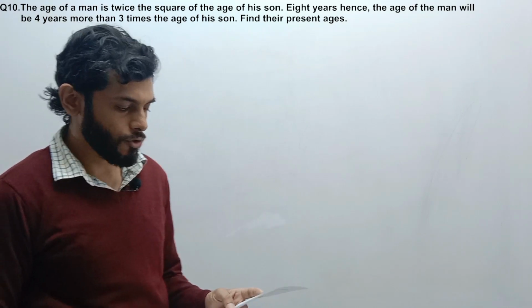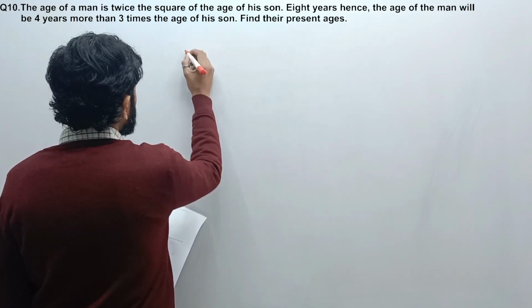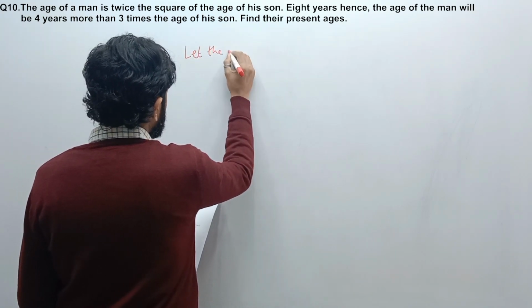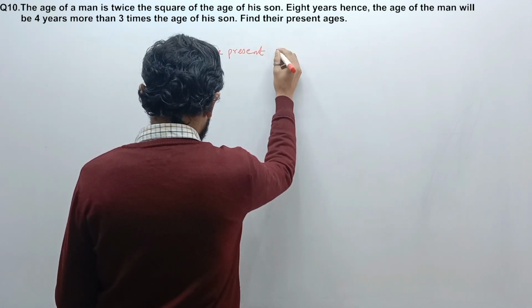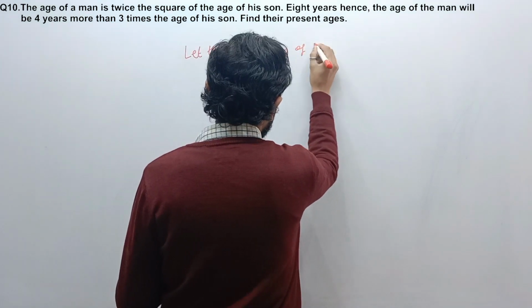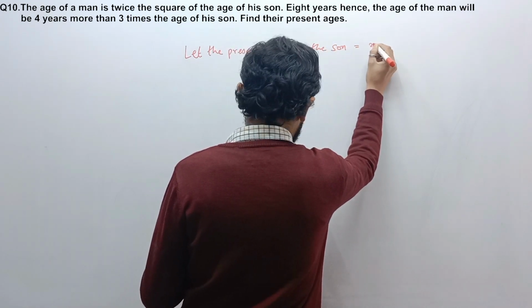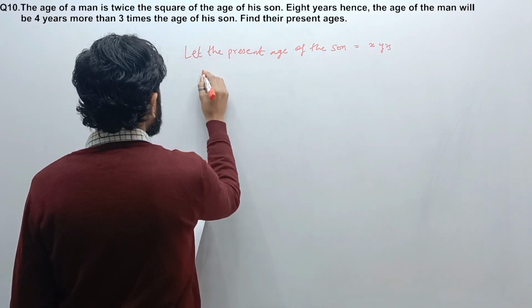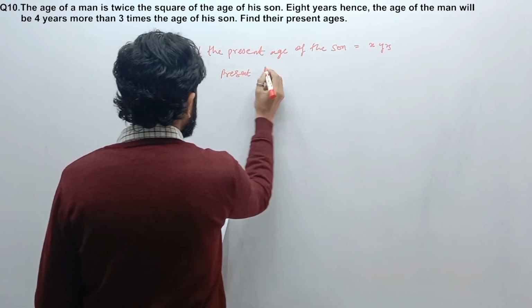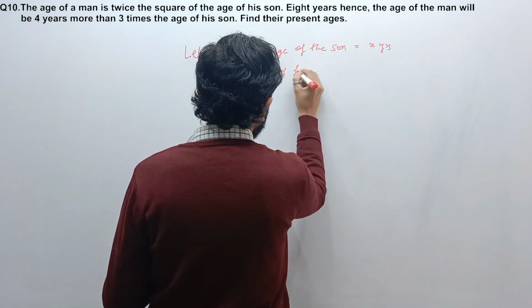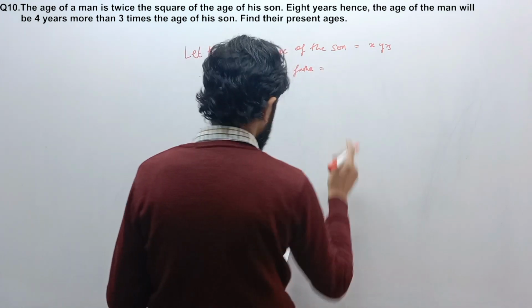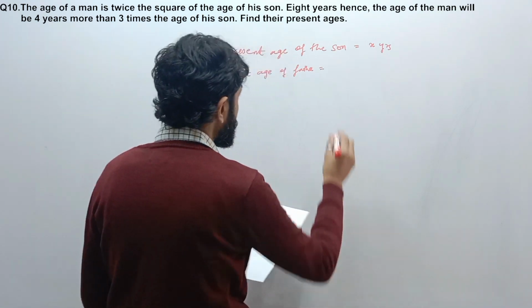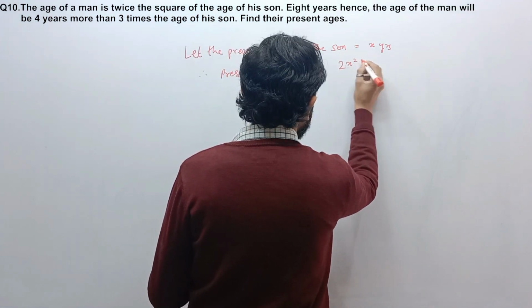Now coming to the last question of this topic: the age of a man is twice the square of the age of his son. 8 years hence, the age of the man will be 4 years more than 3 times the age of his son. Find the present age. Now, let the present age of the son be x years. So therefore, the present age of the father, as mentioned in the condition given in the question, will be 2x square years.